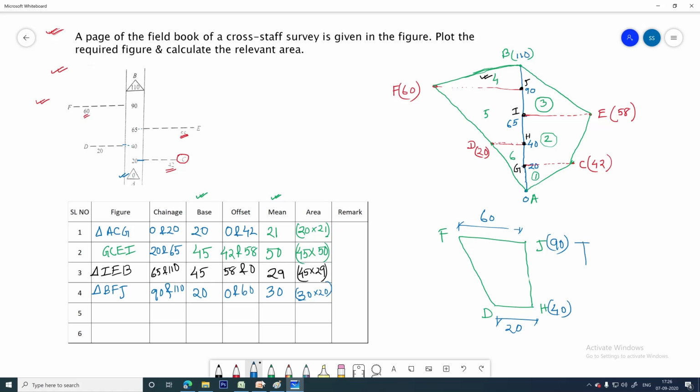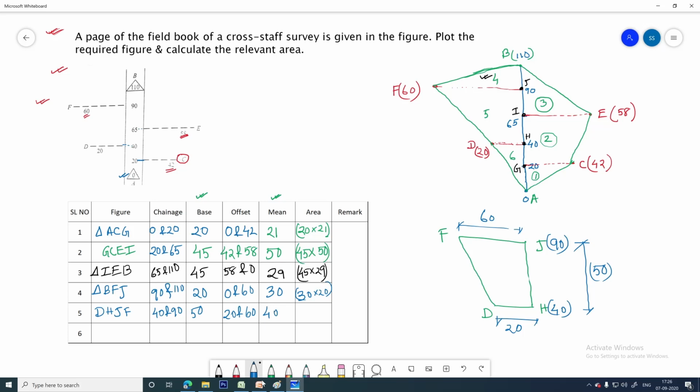So very simple, and let's determine the base value. Base is 90 minus 40, that is 50. So we know all the values. So we can write from the trapezium DHJF, what will be the chain edge values? 40 and 90. The base value is 50 over here. The offset values are 20 and 60. The mean value will be 20 plus 60 by 2, that will be 40, right?